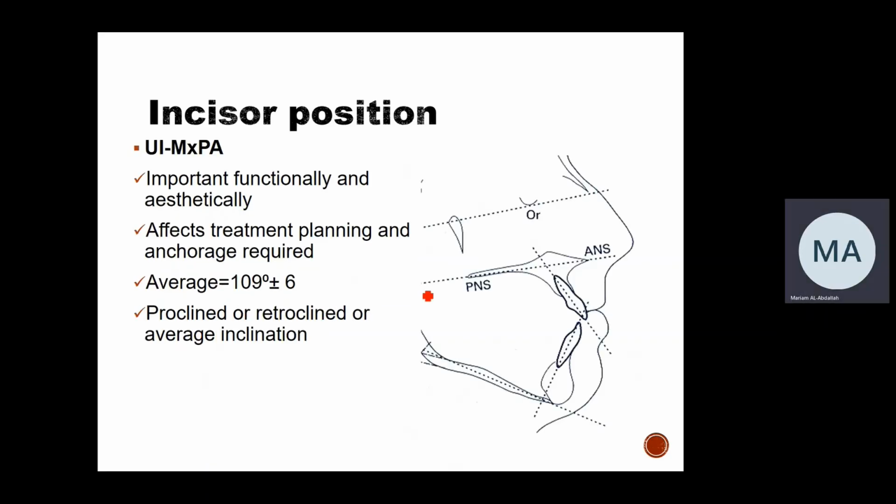So first, upper incisor to maxillary plane angle. This is the upper incisor long axis. This is the maxillary plane. This angle here, we measure it, okay? And on average, it's 109 plus minus 6. So more than that is considered proclined incisors. Less than that is considered retroclined incisors. If it's within average, within this range, it is considered of normal inclination.